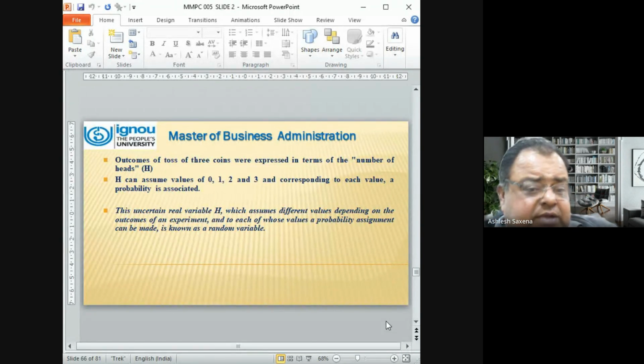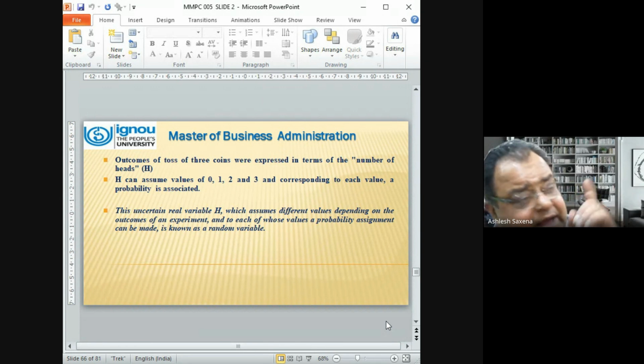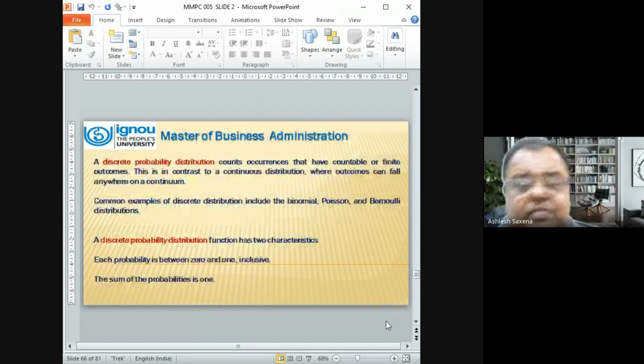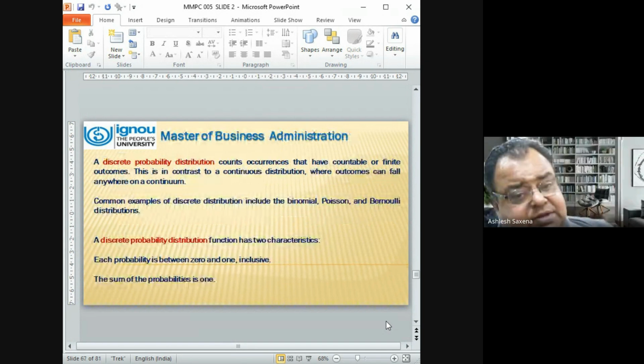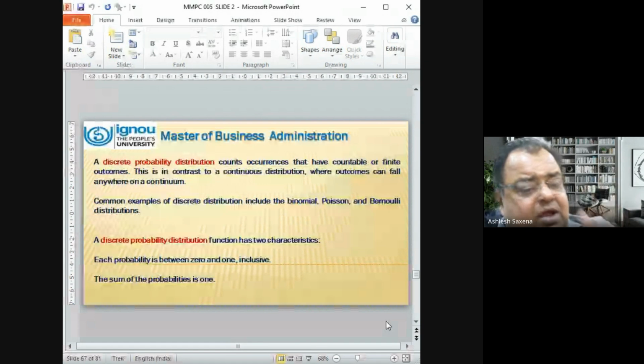This uncertain real variable H, which assumes different values depending on the outcomes of an experiment, and to each of whose values a probability assignment can be made, is known as a random variable. A discrete probability distribution counts occurrences that have countable or finite outcomes. This is in contrast to a continuous distribution, where outcomes can fall anywhere on the continuum.